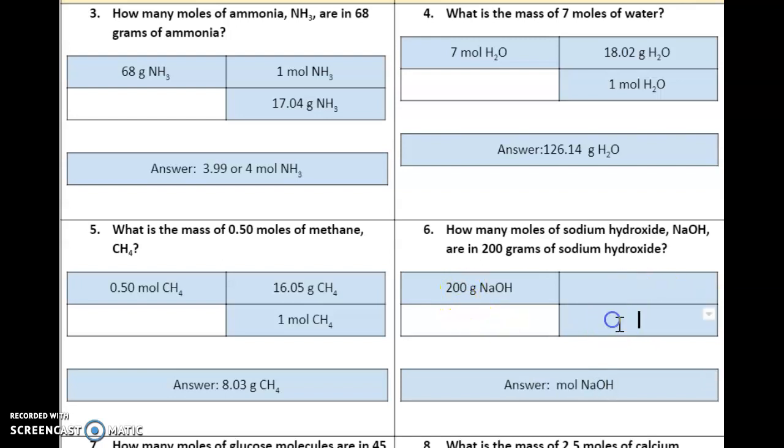So to cancel, we put grams on the bottom. We use our periodic table. Sodium is 22.99, oxygen 16, and hydrogen 1.01. Our mass is going to come out to an even 40 grams of NaOH, and that's equal to 1 mole of sodium hydroxide. So for our answer, 200 times 1 is 200, divided by 40 will give us 5 moles of sodium hydroxide.